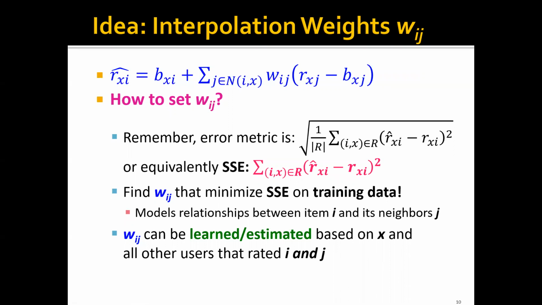So how do we set this wij? Remember that our error metric is the RMSE, which is just the root of the mean of the square error between the predicted ratings and the ground truth ratings. It's equivalent to the sum of square error, which is here. This is just the sum of the squares of the distance between the predicted rating and the ground truth rating. Basically, we can just find the wij that minimizes the SSE on the training data. These wij model the relationships between item i and its neighbors, item j. And this wij can be learned or estimated based on x and all other users that rated items i and j.